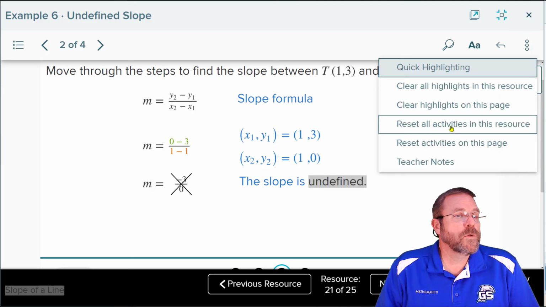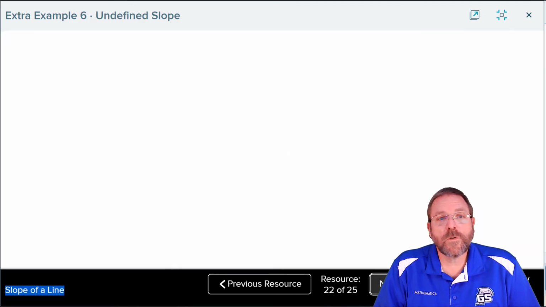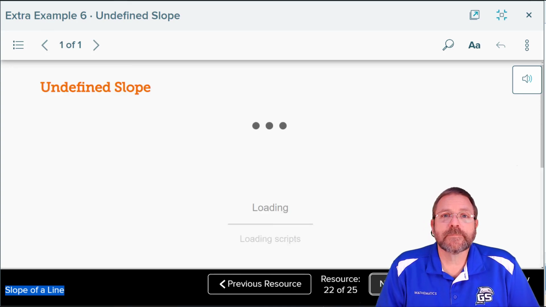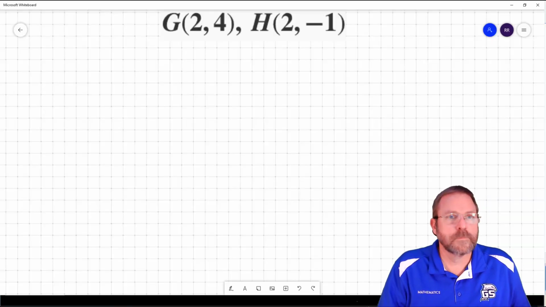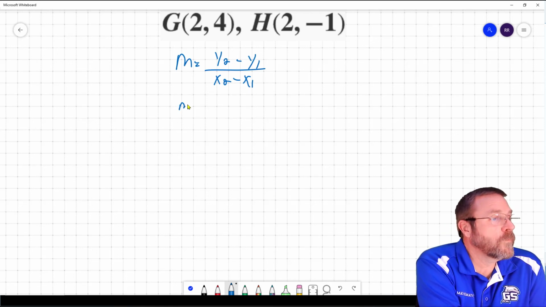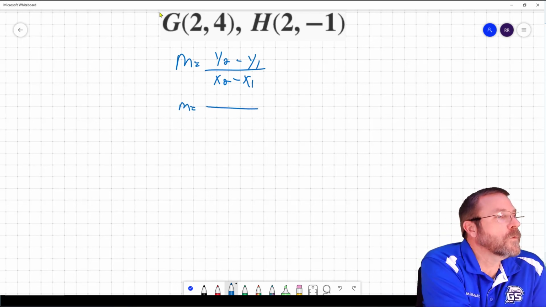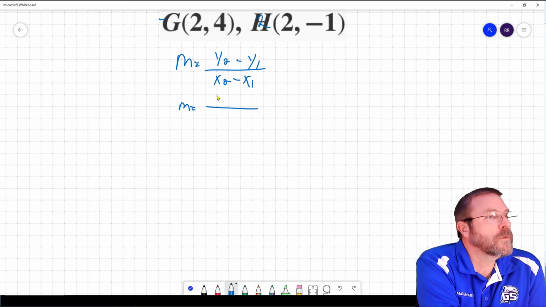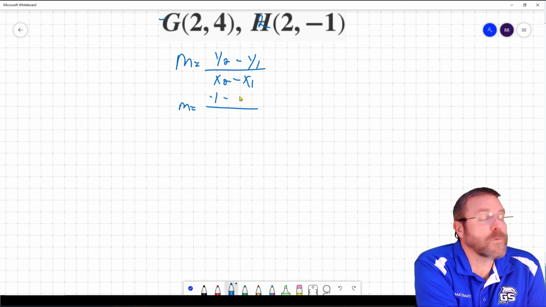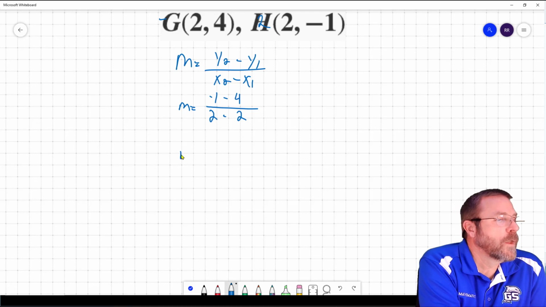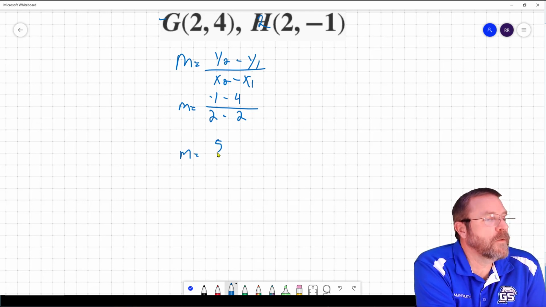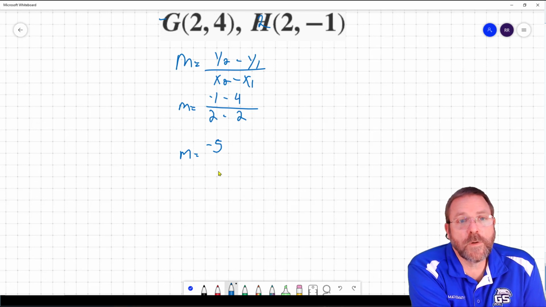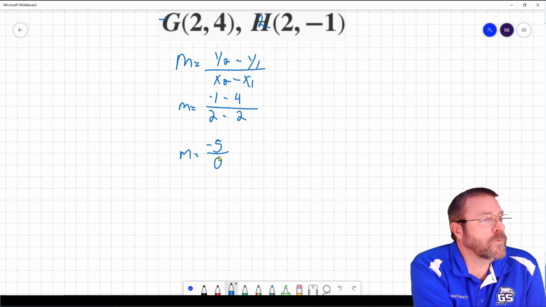Now you get to do your very last practice problem before starting your homework. Do extra example number 6. So we're plugging in our values here. We'll call this one point 1 and this one point 2. So our y2 is going to end up being a negative 1 minus our y1, which is 4. Next, our x2 is going to be a 2 and our x1 is also going to be a 2. On the top, the signs are the same, so find the sum with the sign in front of your larger number going in front of your answer. And on the bottom, 2 minus 2 is 0.